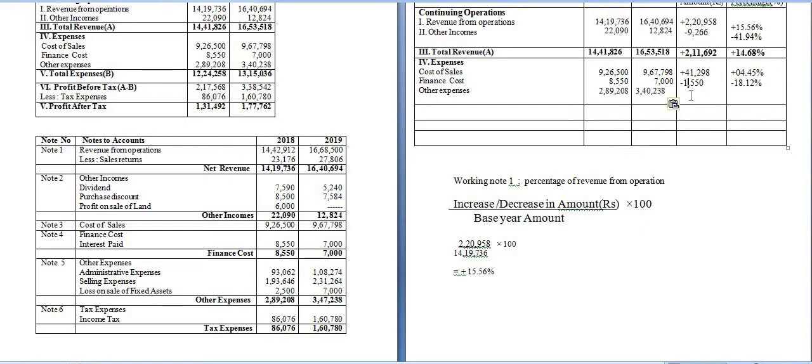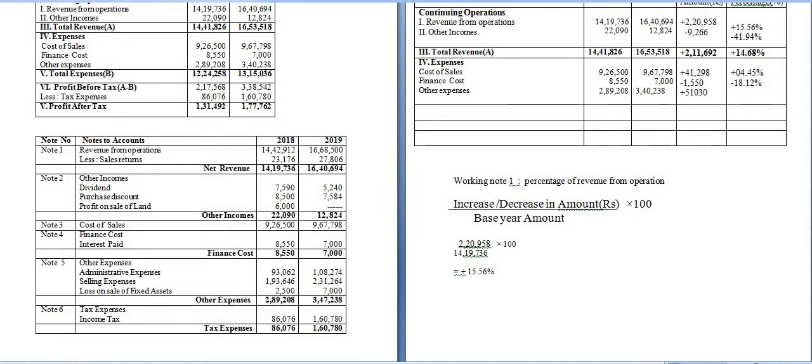Okay, make the comparison. It is increase. Increase means plus sign. How much? 2,89,208 minus 3,40,238, which is equal to 51,030 rupees. Okay.